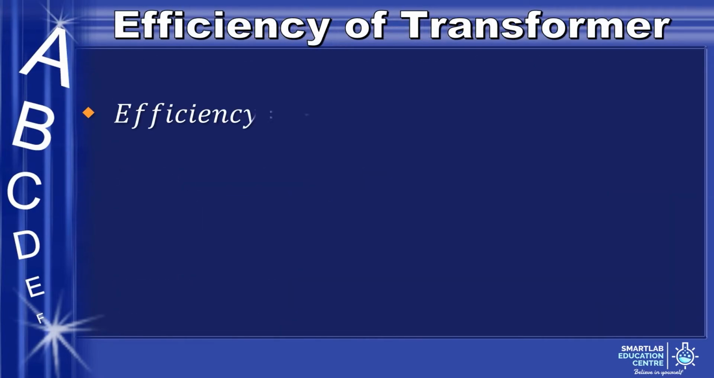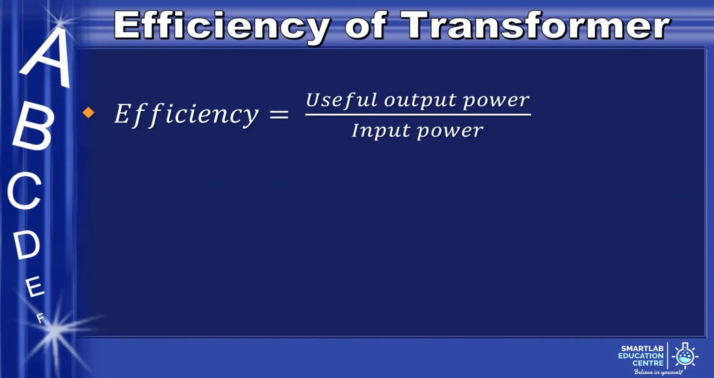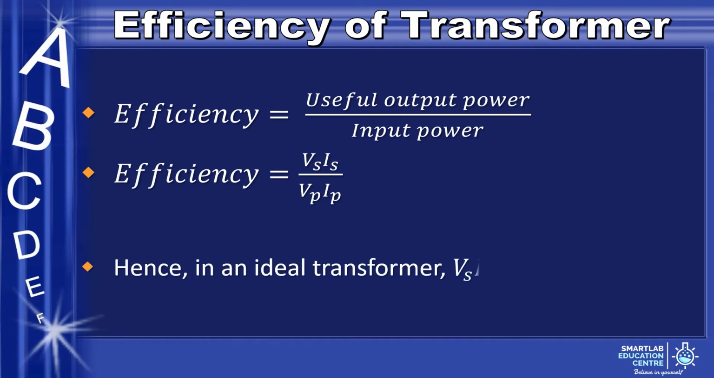In previous topics, we have learned that the efficiency can be calculated as useful output power over the input power. Recall that power can be written as a product of voltage and current. Hence, we can rewrite the equation as shown. In an ideal transformer, we can say that the efficiency will be 1. Hence, in an ideal transformer, we can say that VSIS equals VPIP.